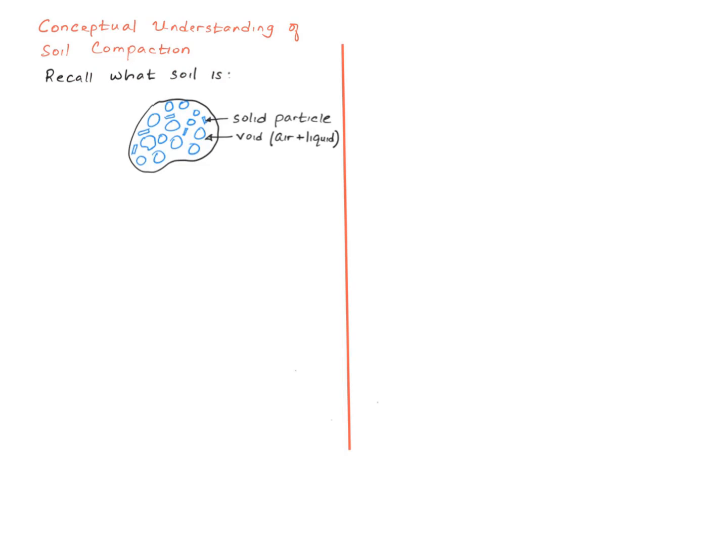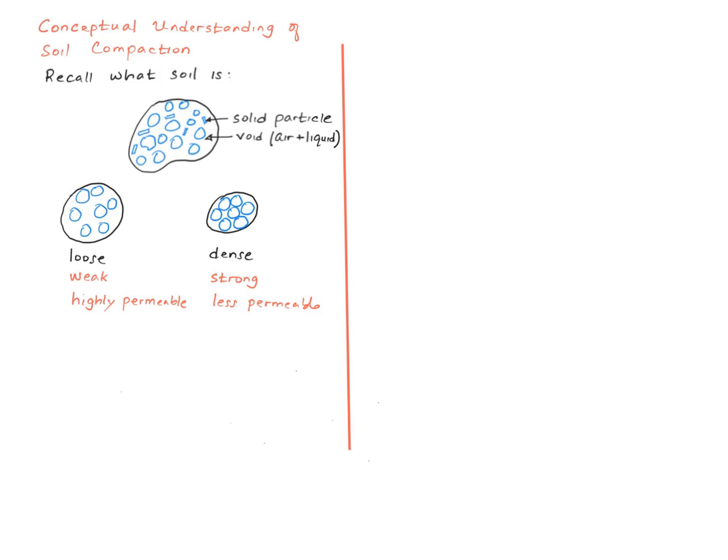Remember what soil is. Soil is basically a collection of soil particles with the void filled with air and some type of liquid. So the engineering properties of soil depend on how dense or loose the particles are. So here I have loosely packed soil and here I have densely packed soil. This soil is weak and highly permeable, whereas this soil is strong and less permeable. And this is what we need.